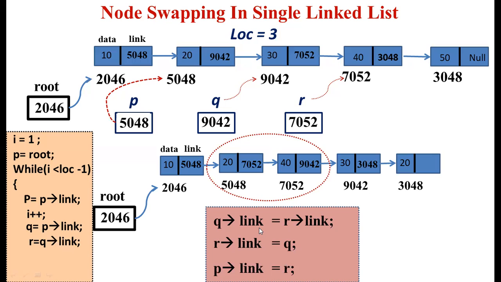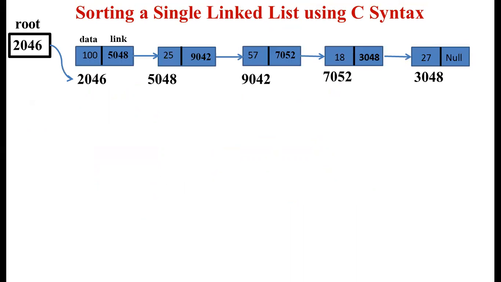So these are the three steps we need to follow while we are doing the node swapping technique. Now let us see how to sort a single linked list. So let us consider the single linked list with 5 nodes connected like this, where the root is pointing to the first node.